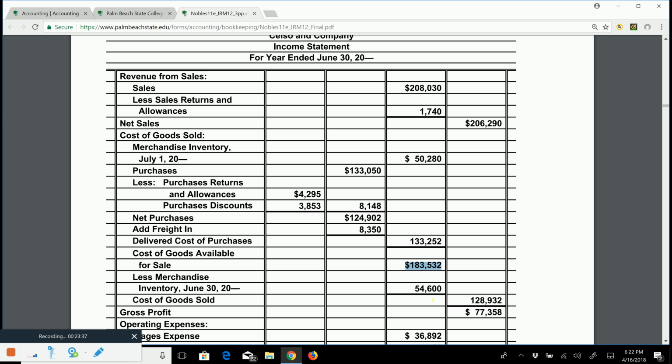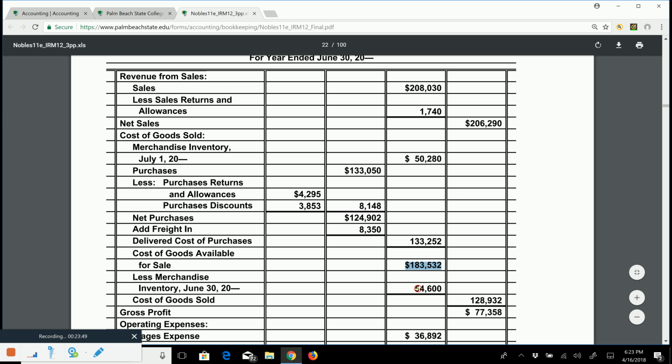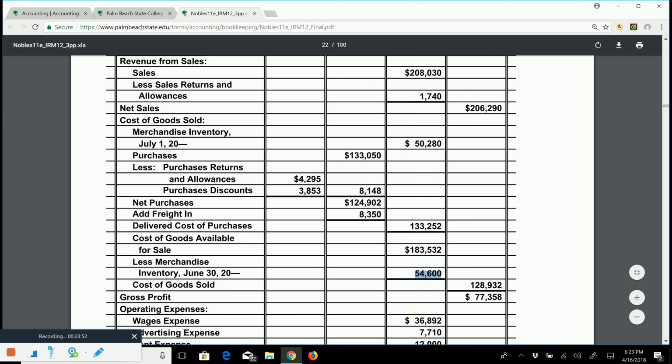Now the question is, did we sell all of that? And the answer most likely is no, we didn't sell all of it. So what you do at this point is you do the physical count of your ending inventory, and that's this number here, 54,600.